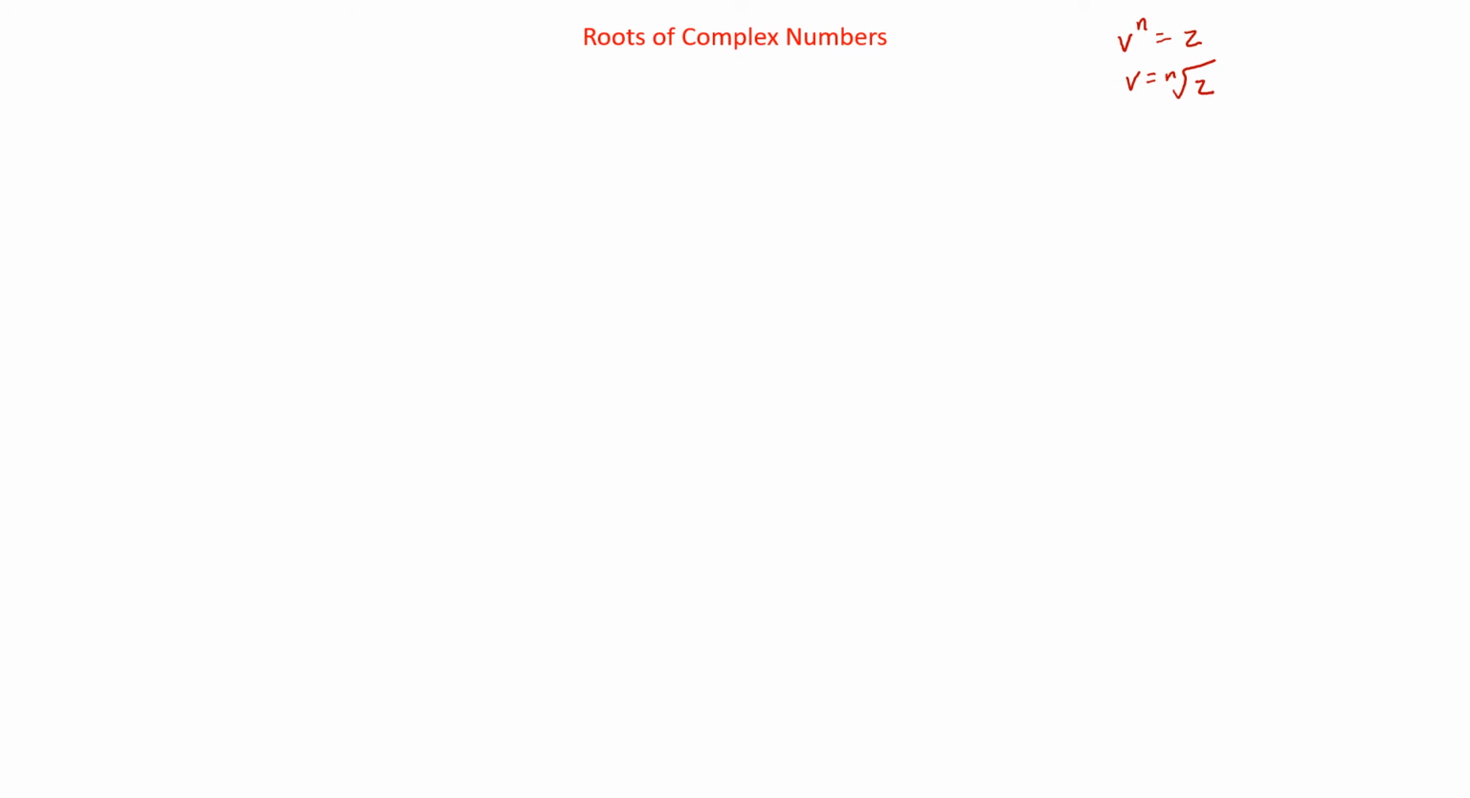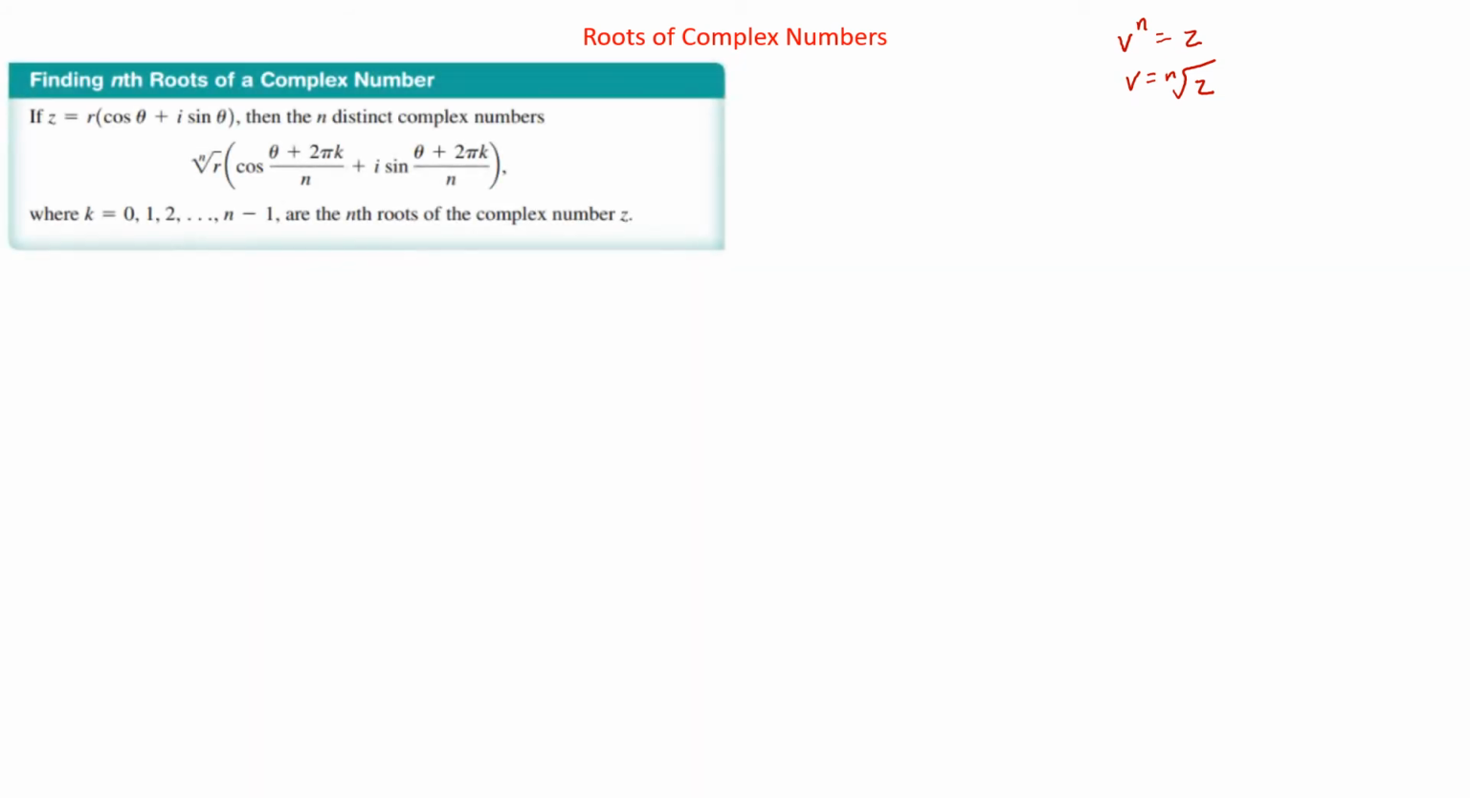For an nth root of complex numbers, there will be exactly n unique roots. So if we have a fourth root, we're going to find 4 roots. They're all different. A third root, we're going to find 3 roots. They're all different. How do we do this? It gets kind of cumbersome, but it's the same thing over and over again.